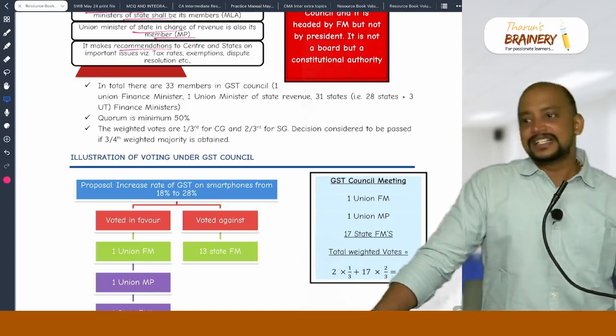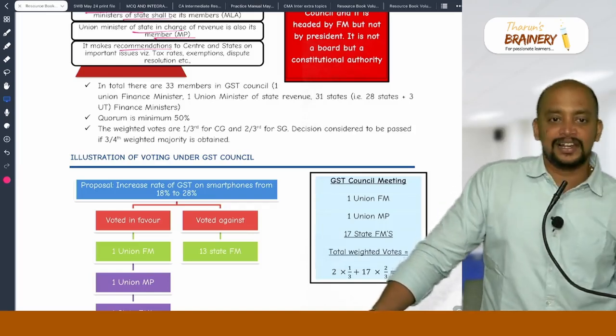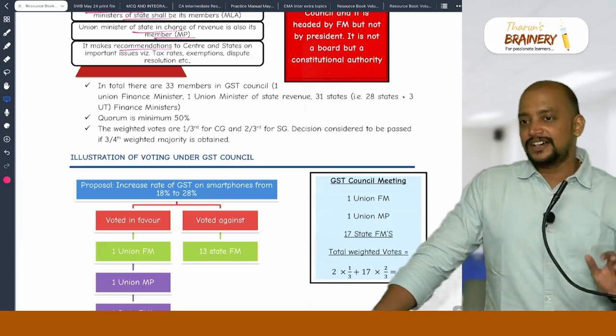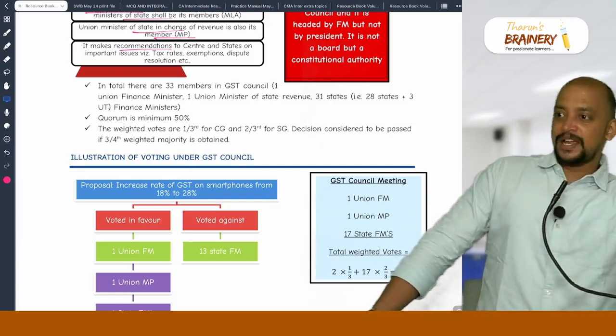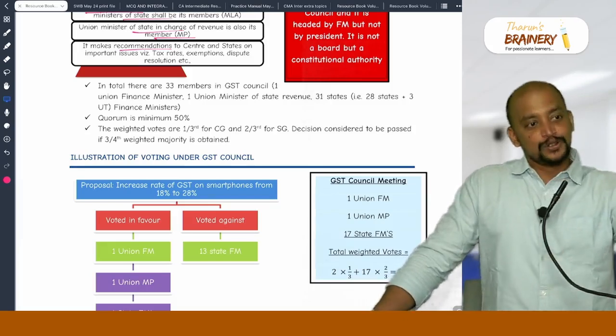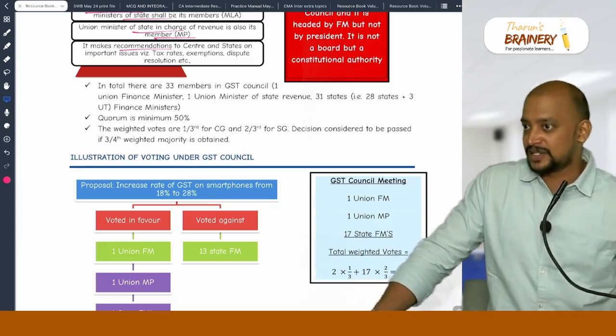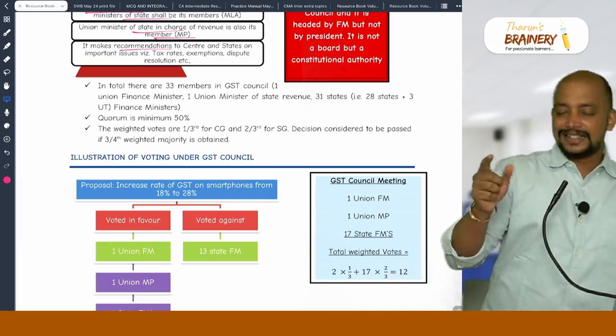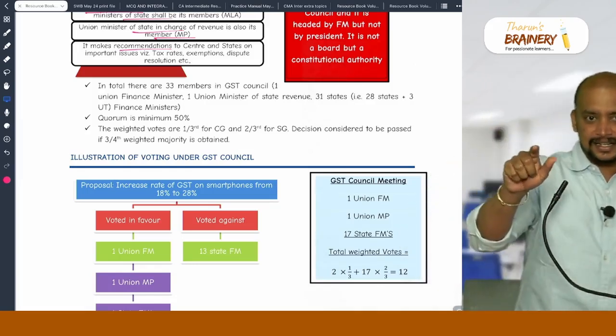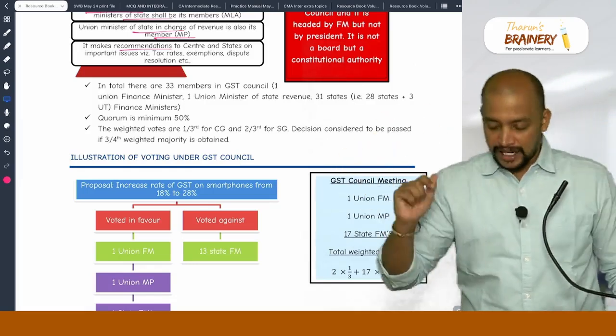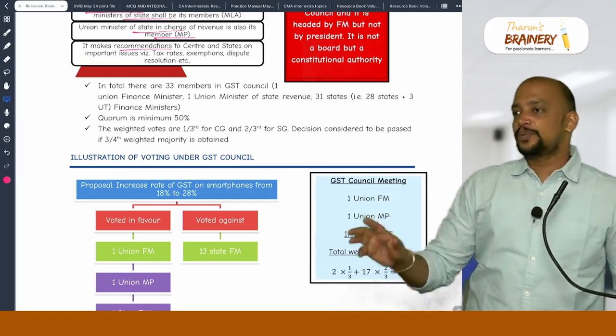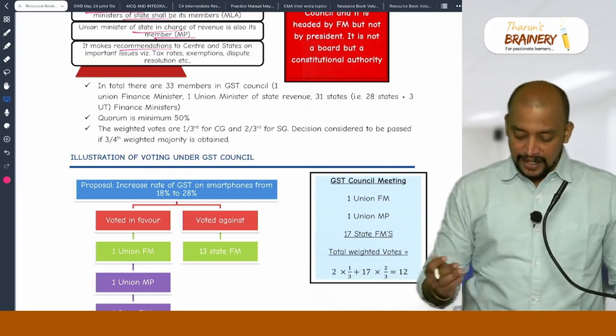If they have decided something, that would become the law. So therefore, we should not only blame union finance ministers, but should also blame the state finance ministers. That's what I am conveying. And I said it as 18, sorry, it is 16.5, 17, sorry. So 33, 16.5, that is 17 is the quorum that is required.